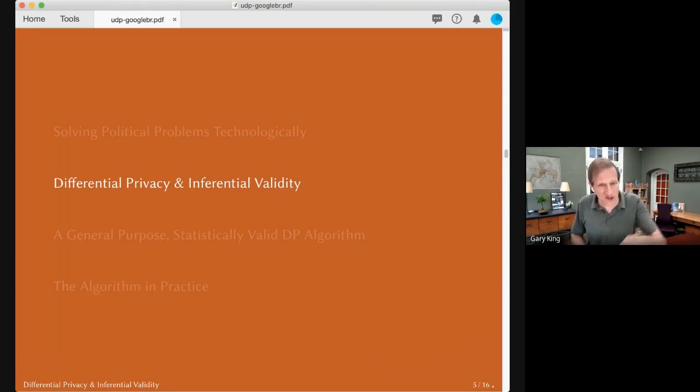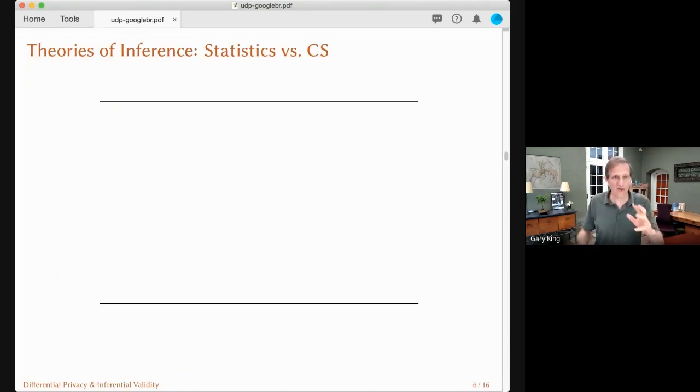Okay, so let me describe that in somewhat more detail, differential privacy and inferential validity. So I want to contrast two theories of inference. The definition of inference to me is using data you have to learn about data you don't have, or using facts you have to learn about facts you don't have. That's inference. But statistics and computer science, it seems, have fundamentally different theories of inference. And this is actually really important.